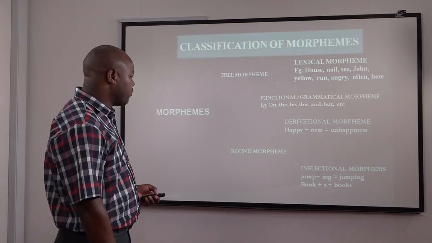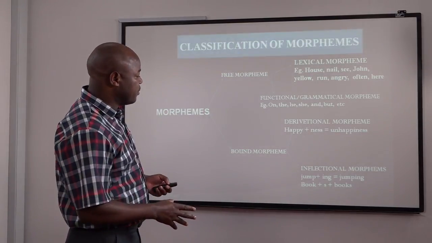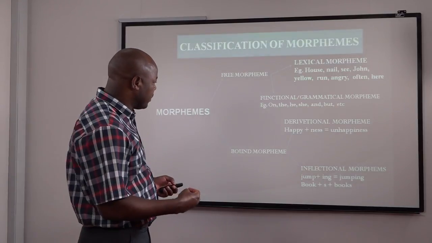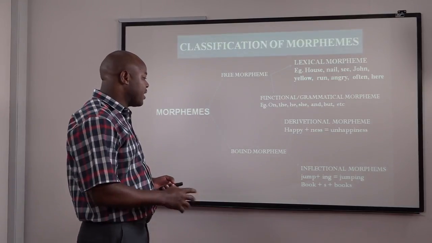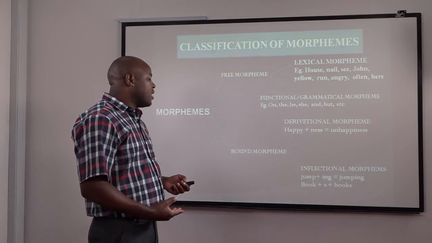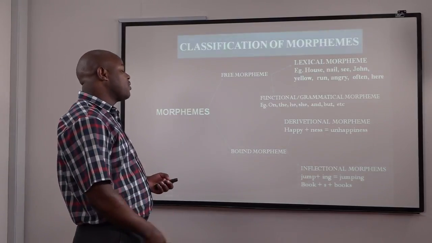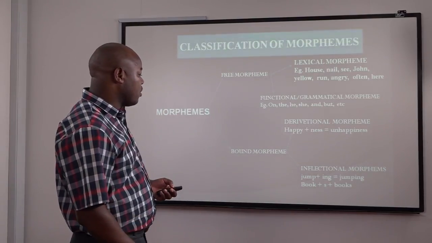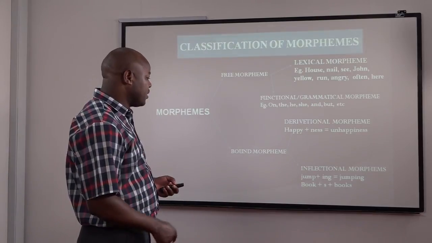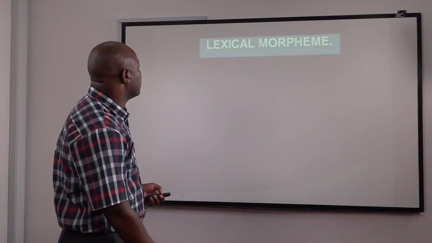Another type of bound morpheme is inflectional morpheme. Now we are talking of those morphemes which, when added to a word or a root, do not change its grammatical category. Example: the word jump is a verb. When you add ing, you get jumping, which remains a verb. Book plus s, you get books, and it just remains a noun.